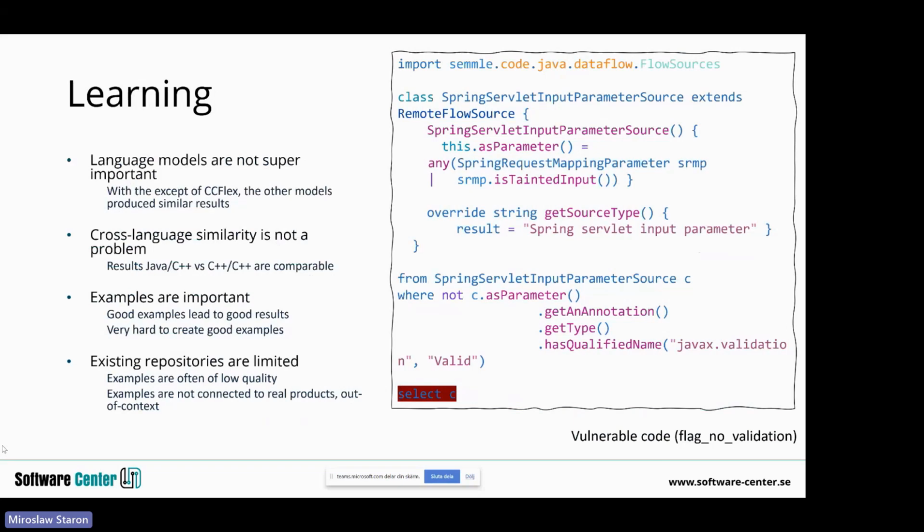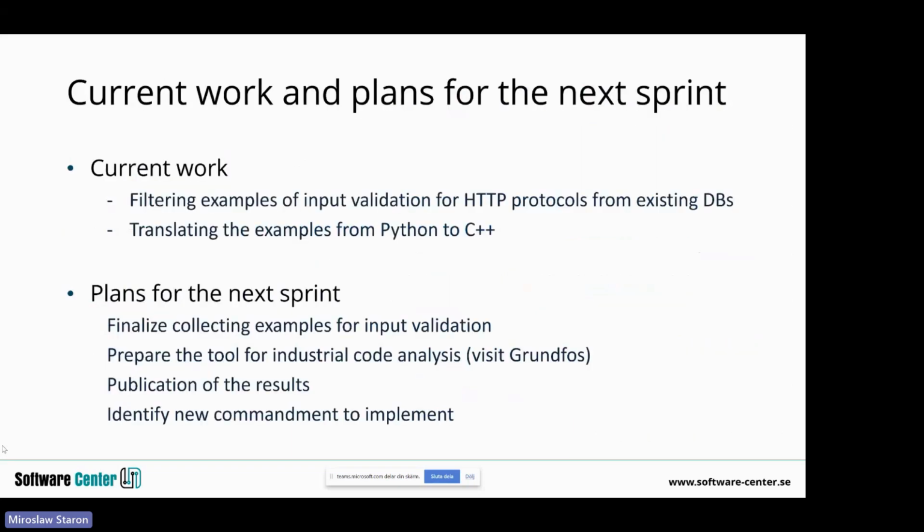So in the next sprint, we filter out those examples, we create new examples, we find examples that are validated and that we can believe, and we translate them from, for instance, Python to C++ to increase the database. And in the fall, I will visit Grundfos again to analyze their code. Plus, I will visit Axis to do the same thing with their code and see where we are in terms of real security vulnerabilities.